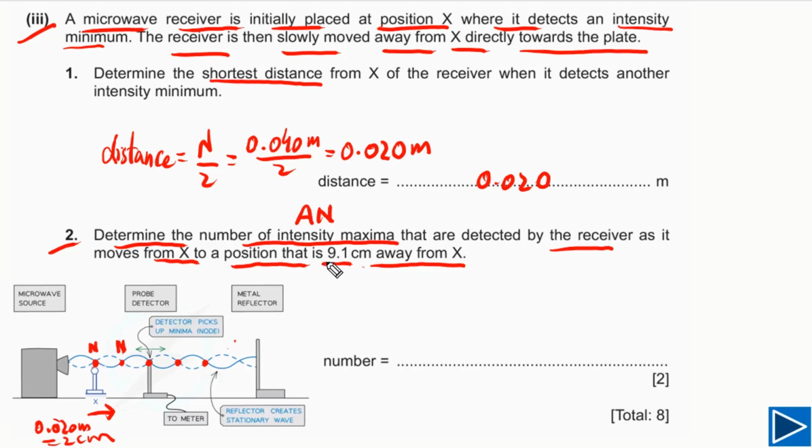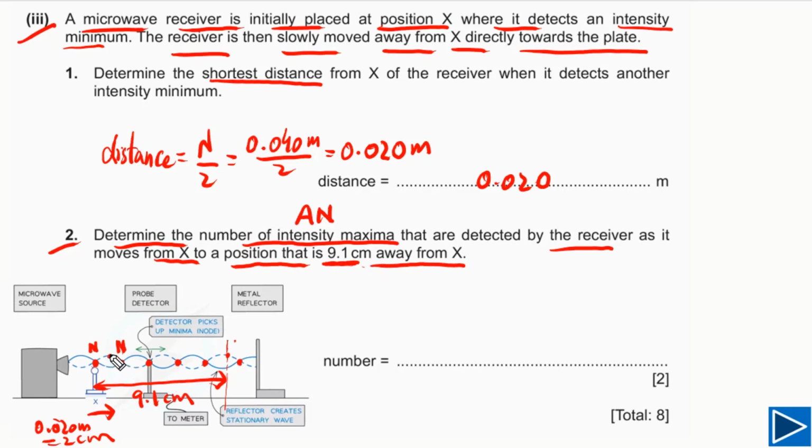In the question, we have to move this one by 9.1 centimeters. So it means we have to move up to this point, up to here. Otherwise, simply you can understand, if we move to this one, the distance will be 10 centimeters, but we have to move by 9.1 centimeters. So the distance between X and the new position here is 9.1 centimeters.